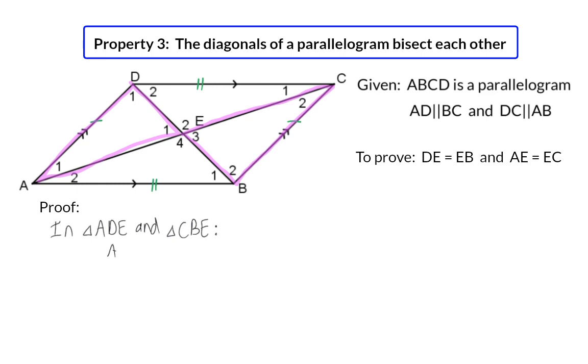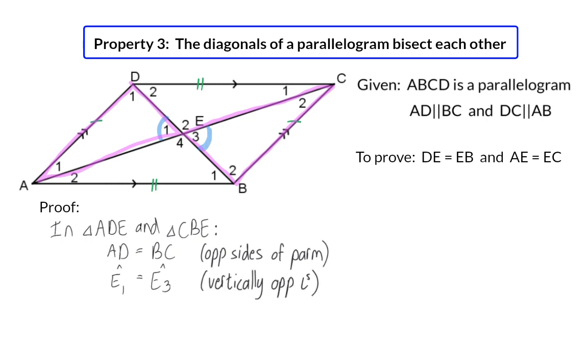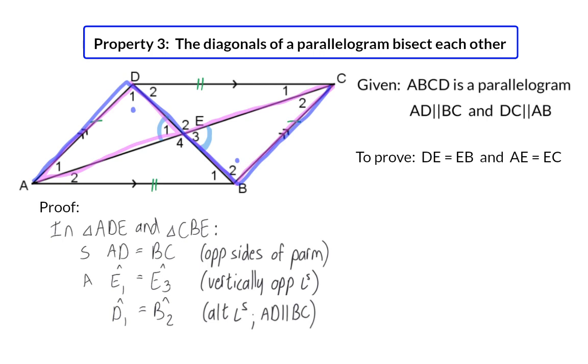We already know that side AD is equal to BC because they are the opposite sides of a parallelogram, and we can also say that angle E1 is equal to angle E3 because they are vertically opposite angles. And lastly, we can make use of alternate angles to say that angle D1 is equal to angle B2, or you could have chosen to prove that angle A1 is equal to angle C2. And once again, we have a pair of sides and 2 pairs of angles to be able to say that triangle ADE is congruent to triangle CBE.